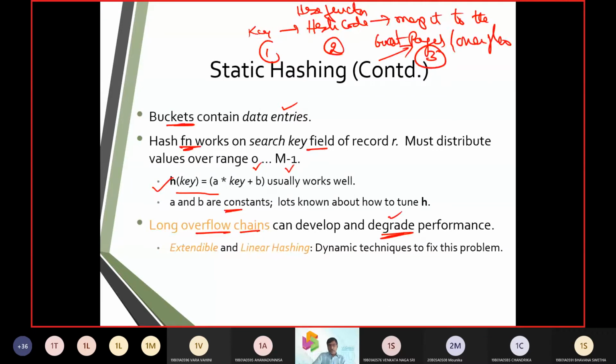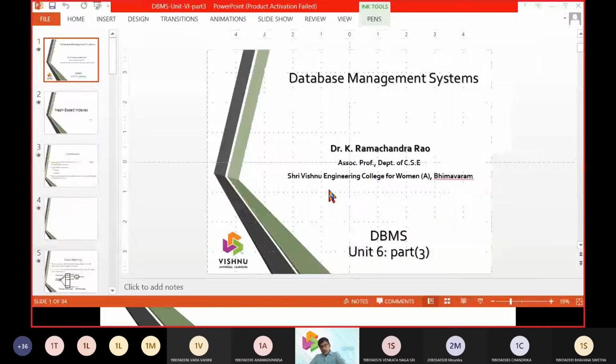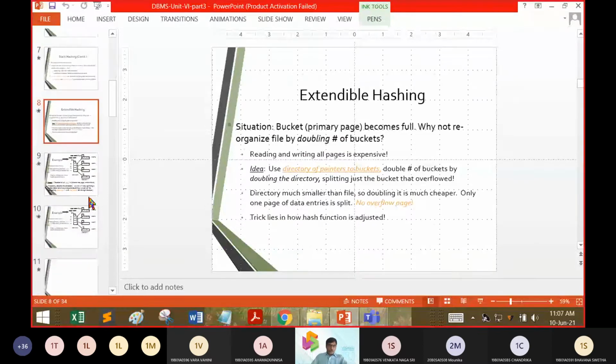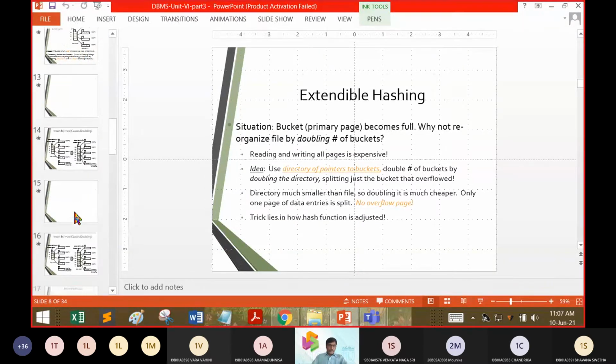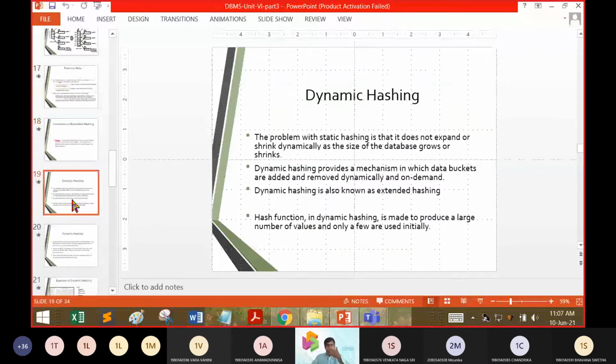So what will the bucket contain? Buckets are going to contain the pure data elements. So this is all regarding static hashing. Next comes what we call dynamic hashing.